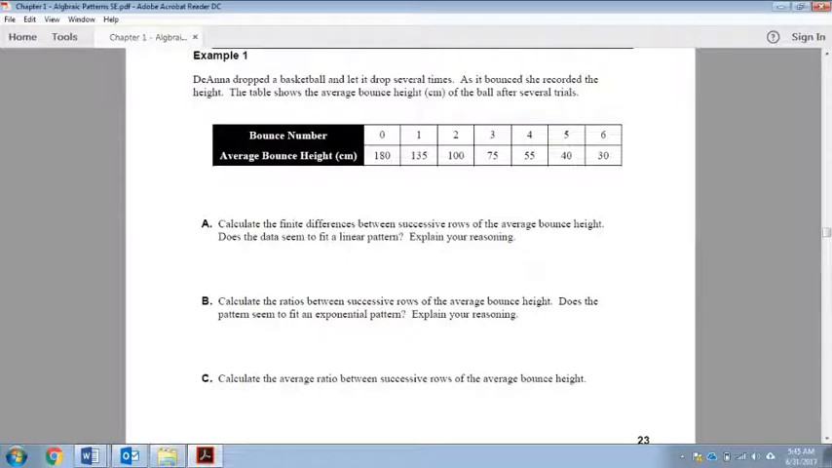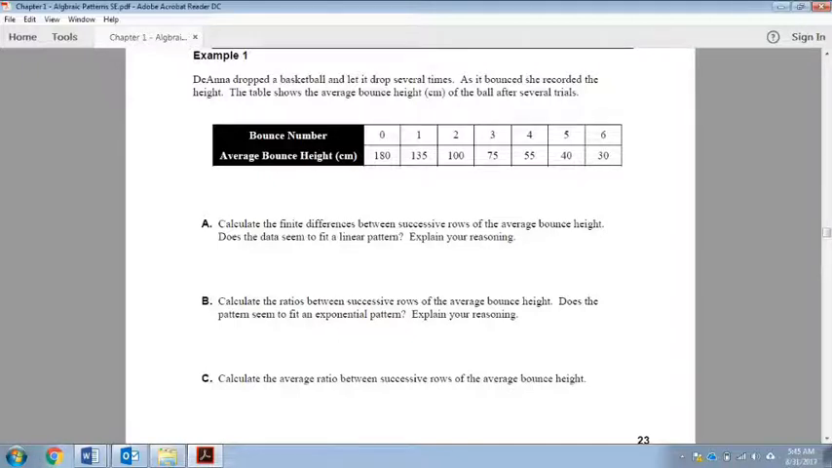Okay, Deanna dropped the basketball and let it drop several times. As it bounced, she recorded the height. The table shows the average bounce height of the ball after several trials. So this is bounce 1, bounce 2, bounce 3, bounce 4, bounce 5, all that sort of stuff. How many bounces, how high it goes. Alright, just calculate the finite differences between the successive rows.